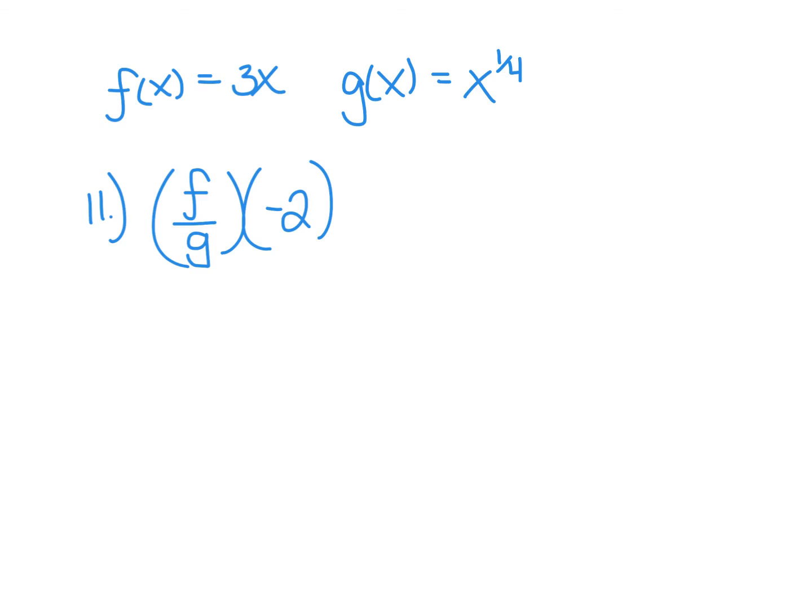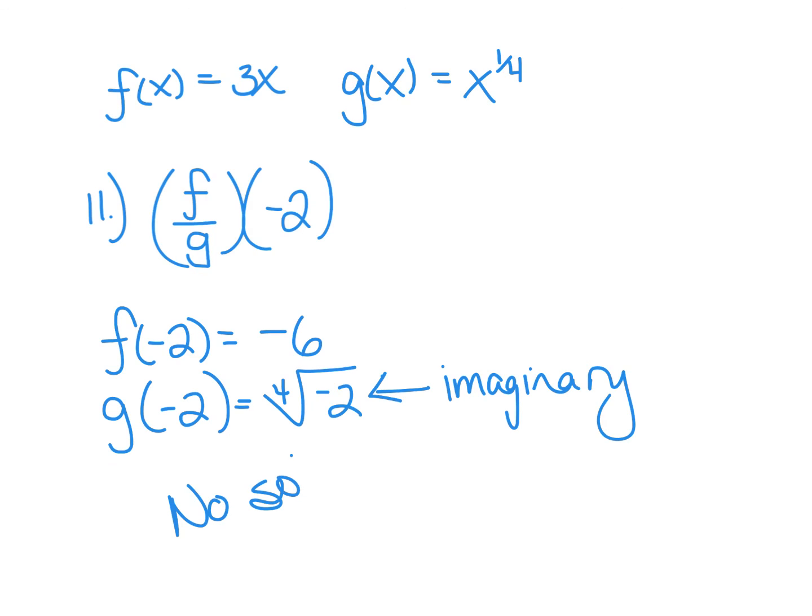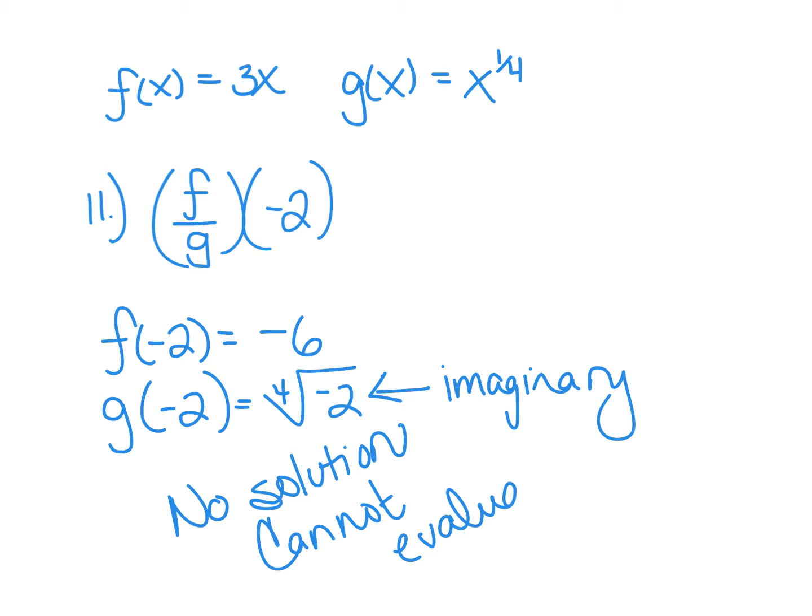Final one in your notes, f divided by g of negative 2. I'm going to plug negative 2 into each function. So f of negative 2 is negative 6. g of negative 2 would be the 4th root of negative 2. And this is imaginary. So when we encounter one like this, we're going to state that there is no solution in our real number system. We cannot evaluate this. Which is a breath of fresh air, right?